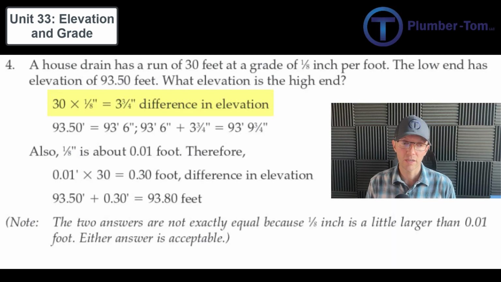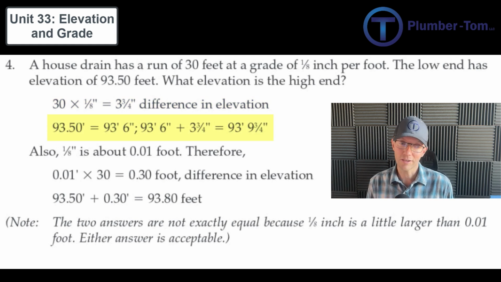So if you look at this section, they take the 30 times 1/8 of an inch and they get 3.75. They convert that right into fractions of an inch, 3 3/4 inches. And then they're converting that engineer measurement, 93.50 feet, into builder's measure, which is 93 feet 6 inches. They add that together and get 93 feet, 9 3/4 inches. So they've come to that in builder's measure. We came to that through our engineer measurement in decimal feet. It's all the same measurements, right?